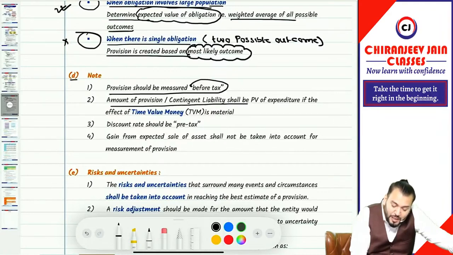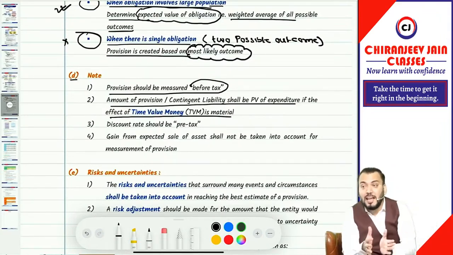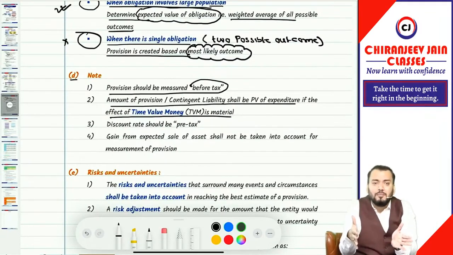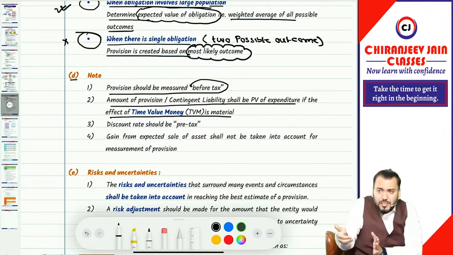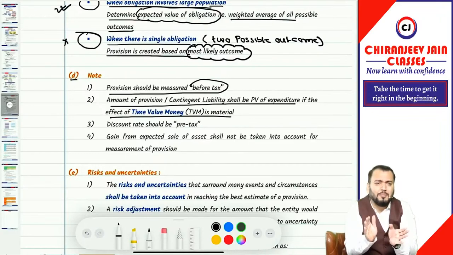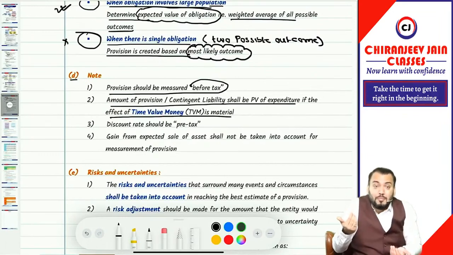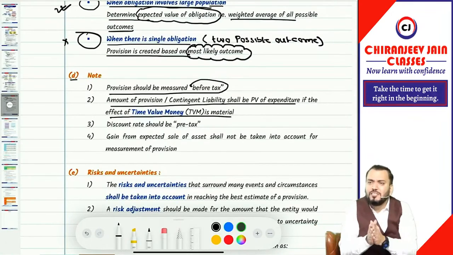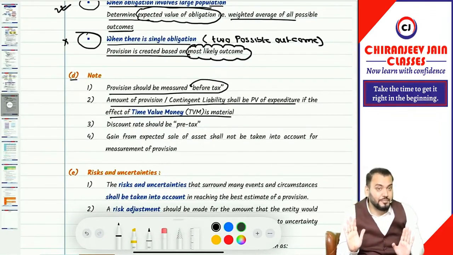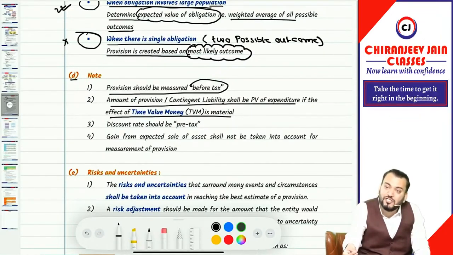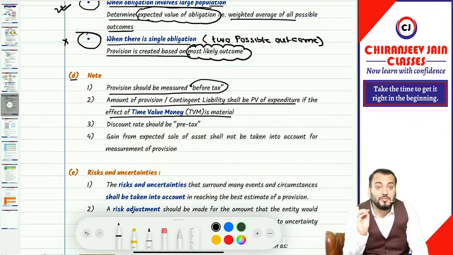The amount of provision shall be the present value of expenditure if the effect of the time value of money is material. If the effect is material, then discount it. If the time value of money is not material, then you can ignore it. Normally, if the amount is payable within 1 year, can I say the effect of the time value of money is not material? So we will not discount it. If the amount is payable after 1 year, we say the effect is material. But this is a matter of judgment. Sometimes when an amount is payable within 6 months, it can also be material.